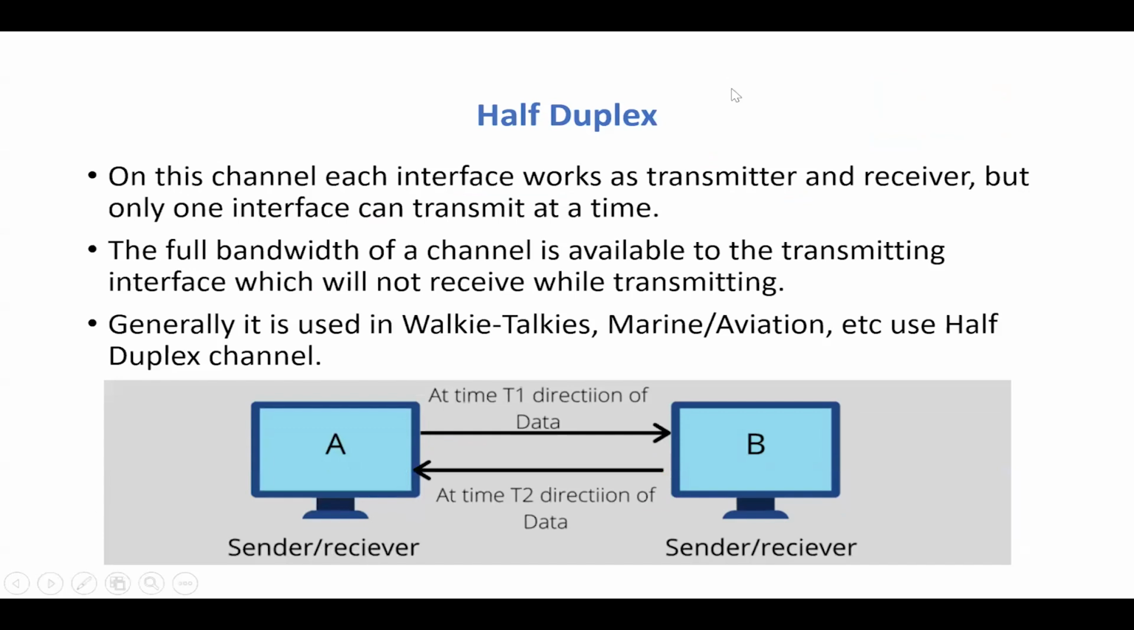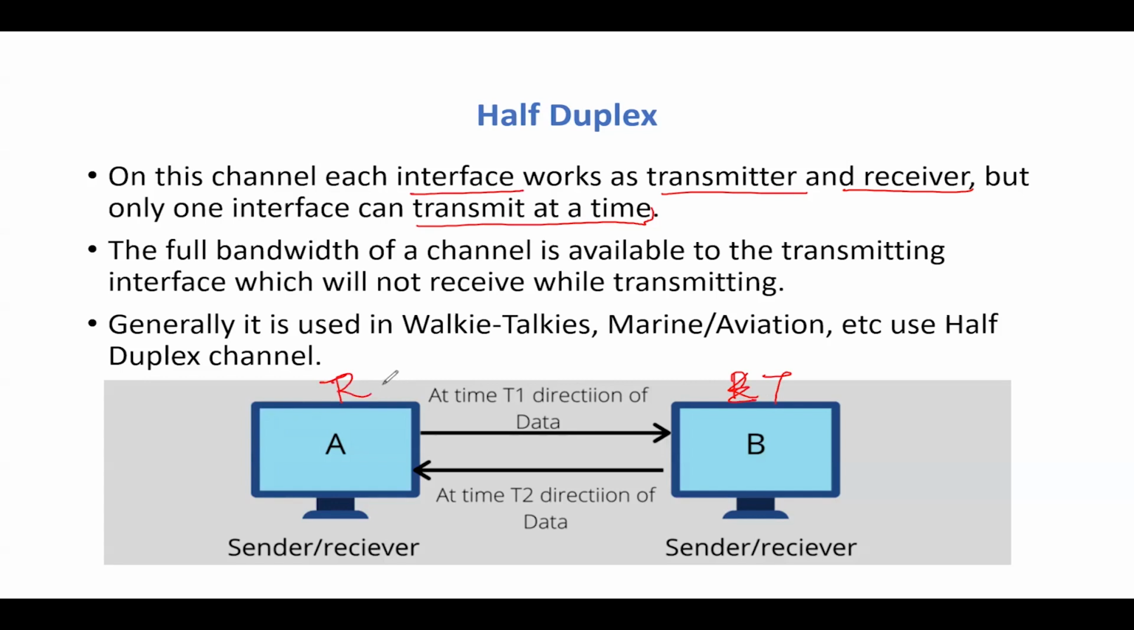All right. Next comes half duplex. What is this half duplex? On this channel, each interface works as a transmitter as well as a receiver. Unlike the simplex mode, here both sides behave as transmitter as well as receiver, but only one interface can transmit at a time. Simultaneously, both of them cannot become a transmitter. Both of them cannot become a receiver. At any given point of time, one will be transmitter, the other will be receiver. Once the transmitter is done transferring the data, then the other can become a transmitter and this can become a receiver.